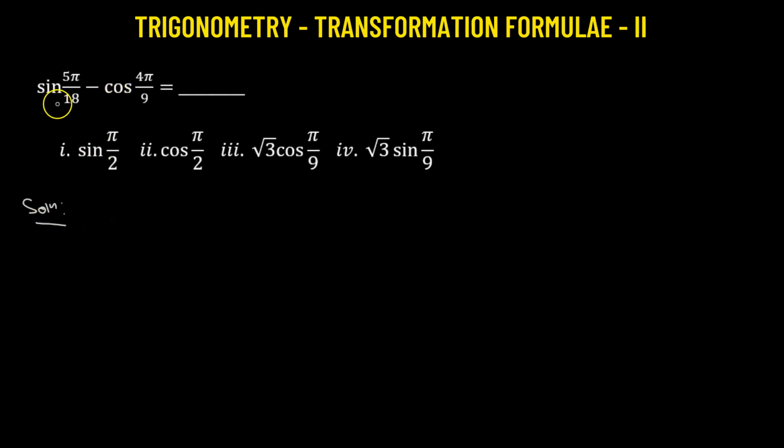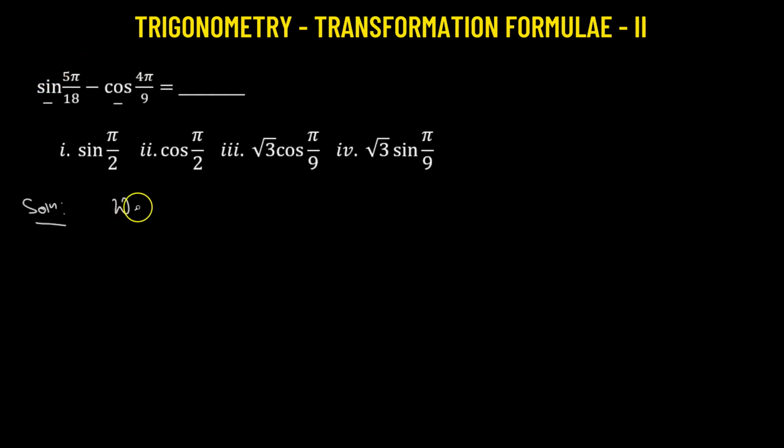To be able to apply the transformation formula, both of the two trig functions must be exactly the same. That means if the first term is a sine function, the second term must also be a sine function. Or if the second term is a cosine function, the first term must be a cosine function as well. So what we'll have to do here is convert one of them to the other.